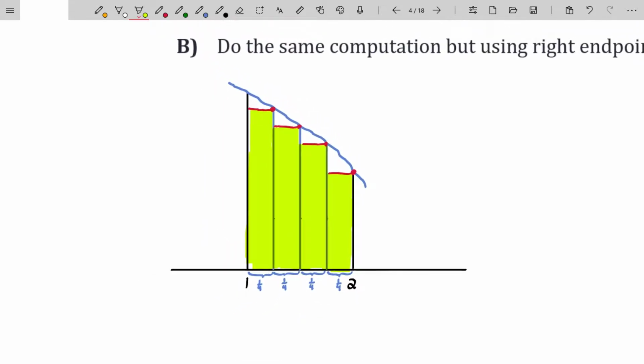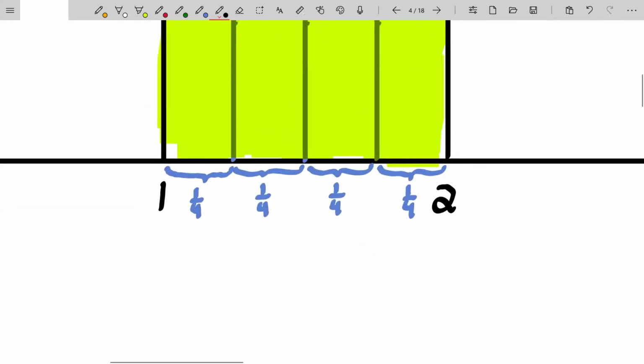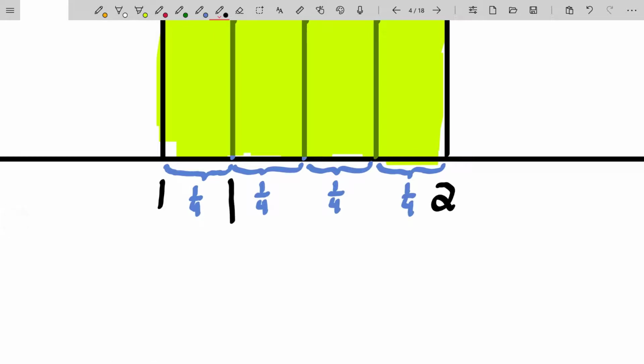Remember, left endpoints in this case gave us an overestimate. This will give us the underestimate. It's probably helpful to name what all of those x values are. So remember the step size, because we cut things into 4 pieces and this interval is of length 1, the step size is 1/4. And so this point is 1 1/4. This point right here is 1 1/2. And this point is 1 3/4.